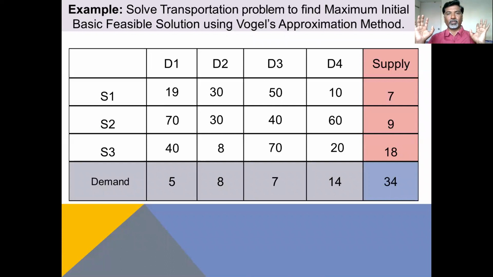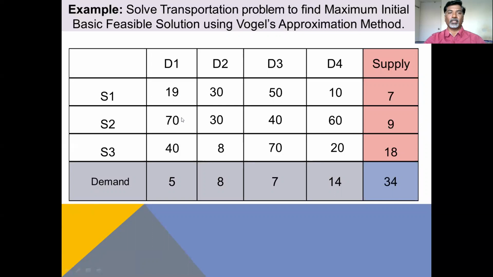So here D1, D2, D3, D4 are nothing but distributors which have demands of 8, 5, 8, 7 and 40 units. S1, S2, S3 are nothing but sources which have the capacity to produce 7, 9 and 18 units. These values, 90, 30, 50, 10, are called the cost of transportation per unit. So these values are actually called the cost matrix.